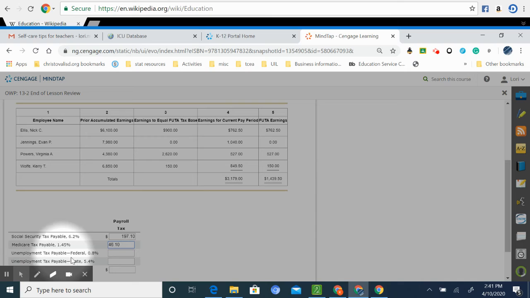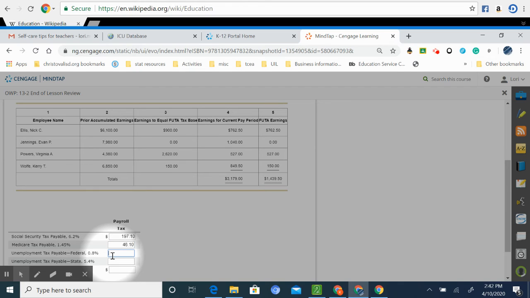Now, our unemployment tax payable rate is 0.8%. These next two, your unemployment tax payable, is going to be off of your federal unemployment tax. And so we are going to be on the next two multiplying it times the 1439.50. So again, first two are off of column 4's total. The last two are off of column 5's total.